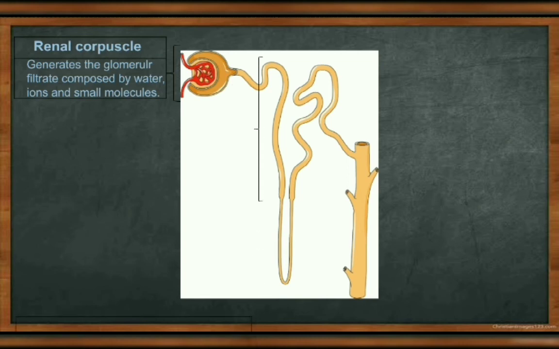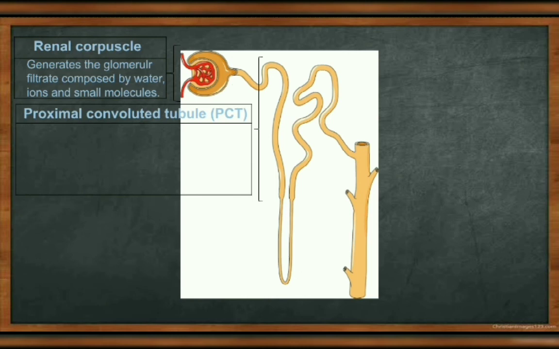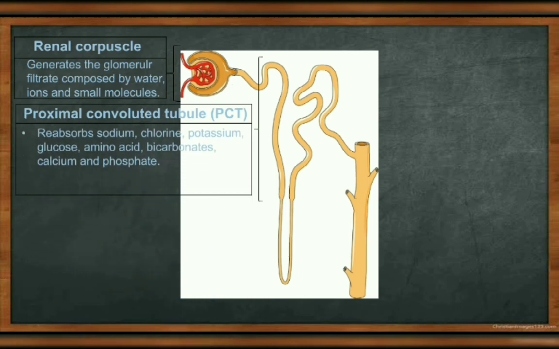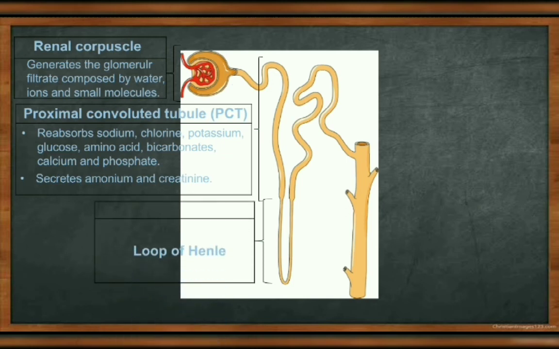Here is the PCT, the proximal convoluted tubule. In the proximal convoluted tubule there is reabsorption, that I already told you, of so many ions: sodium, chloride, amino acids, bicarbonate, calcium, and phosphate, and it also secretes some ammonia and creatinine, which can be easily removed from the body through the collecting duct. Okay, this is the loop of Henle. Basically the loop of Henle reabsorbs water, sodium, and chloride. Basically you have to learn that it helps to absorb water.